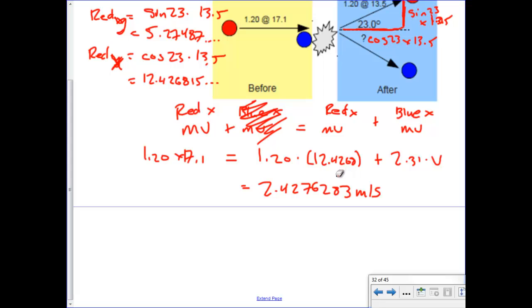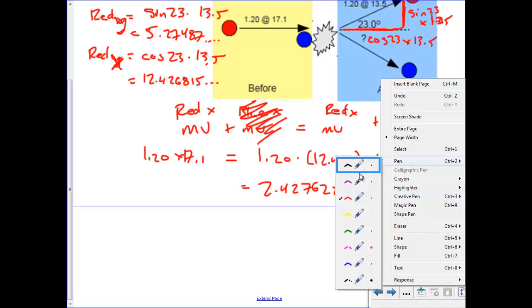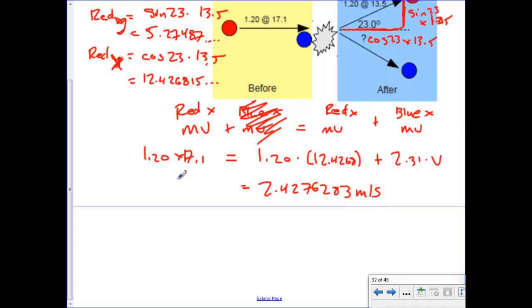I made sure that when I used this 1242.68 number that I used the exact value, hopefully, of cosine 23 times 13.5. Did I make a mistake? No, I got... You got the same thing? Let me just make sure I write this down very, very specifically. This is going to be the velocity of the blue ball in the x direction. I'm going to circle that number, but we're not done yet, though.